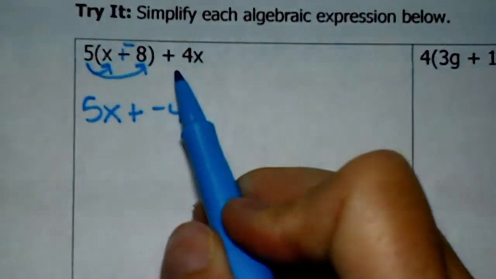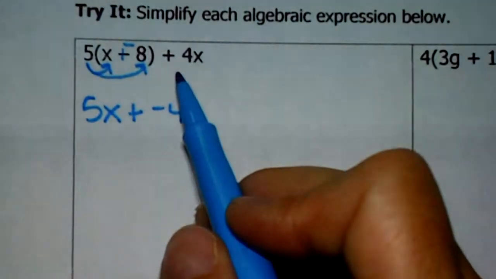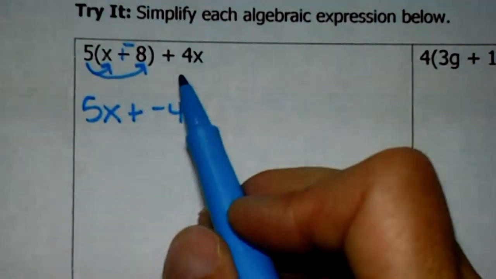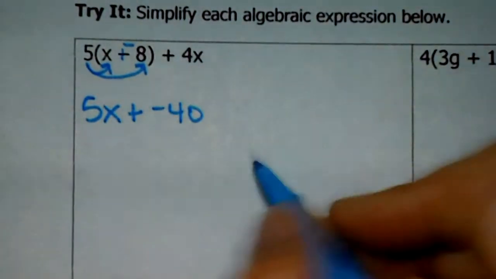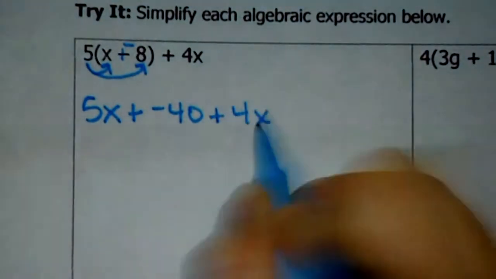Now this right here is what I was talking about in the hint, where I said only multiply the number next to the parentheses. 4x isn't touching the parentheses. It's separated from it by an addition sign. That's where you just drop it down.